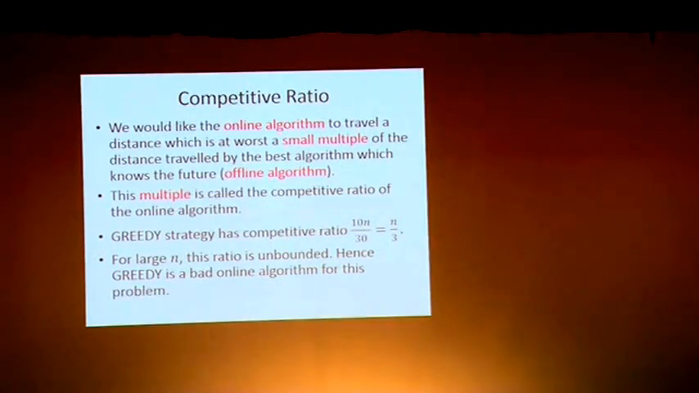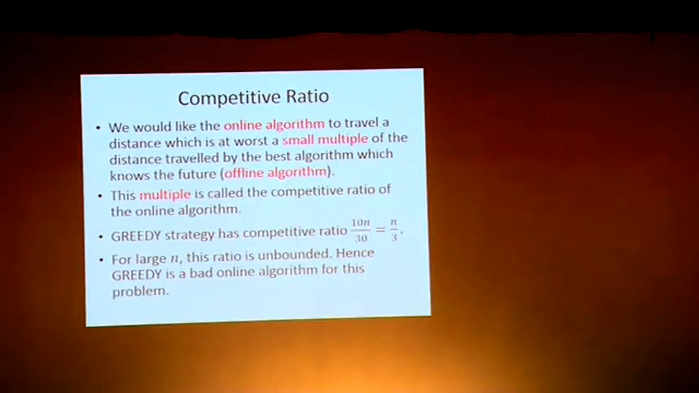Okay? So for instance, let's look at what the competitive ratio of the greedy strategy we just saw was. So the greedy strategy, for a request sequence of length n, traveled a total distance of 10 times n. Right? For every request that came, one of the teams had to move 10 units. So 10 times n is the total distance traveled by greedy. And if some algorithm knew the entire request sequence, then it had to just travel 30 units. And so the ratio is just n by 3. And n by 3 is a bad ratio.